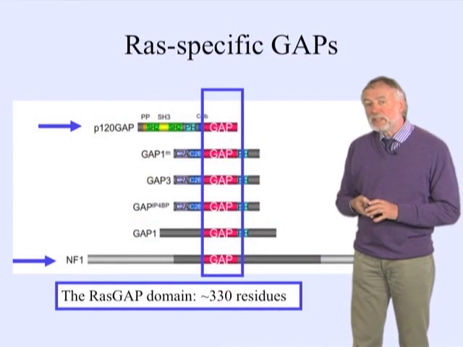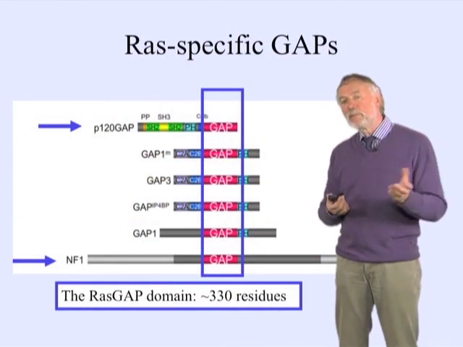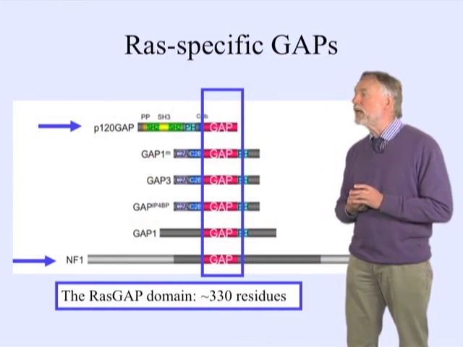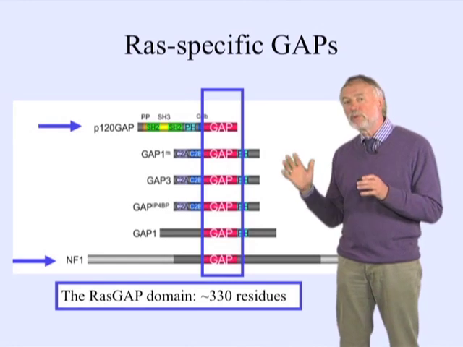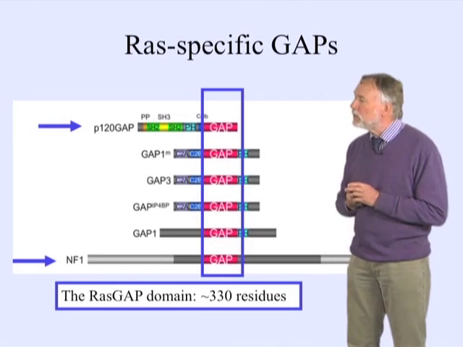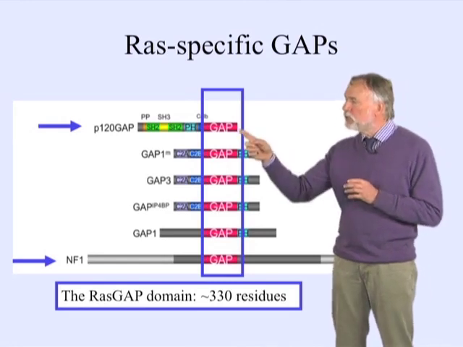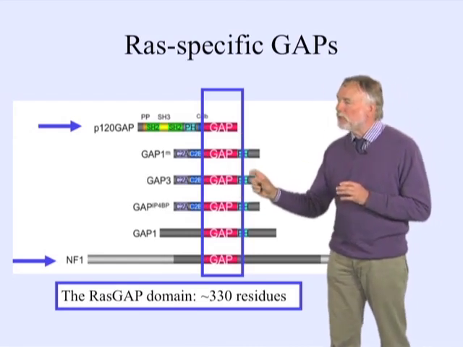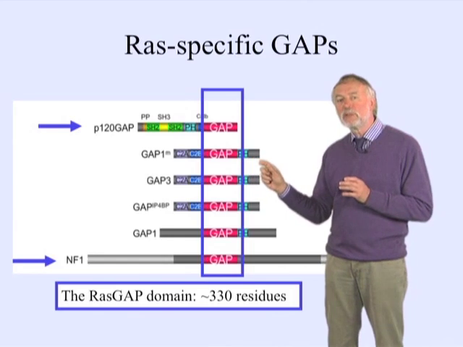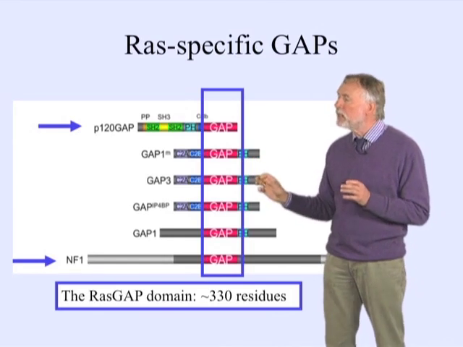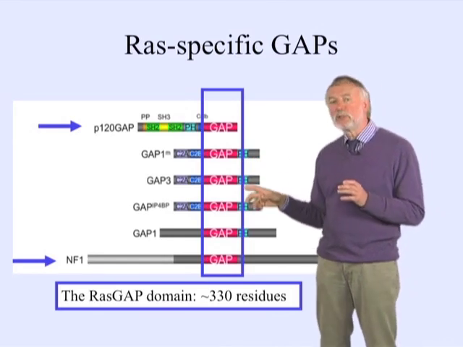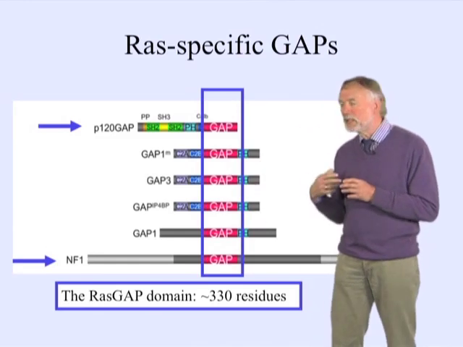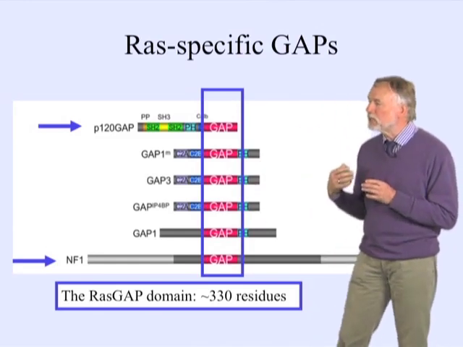So, as always, in a mammalian genome, there is not just one Ras GAP, but rather 12 or 13. I indicated a few of these here, and you see they all contain one particular domain of about 330 residues. This is the Ras GAP domain, which by itself is able to initiate the fast GTP hydrolysis reaction.